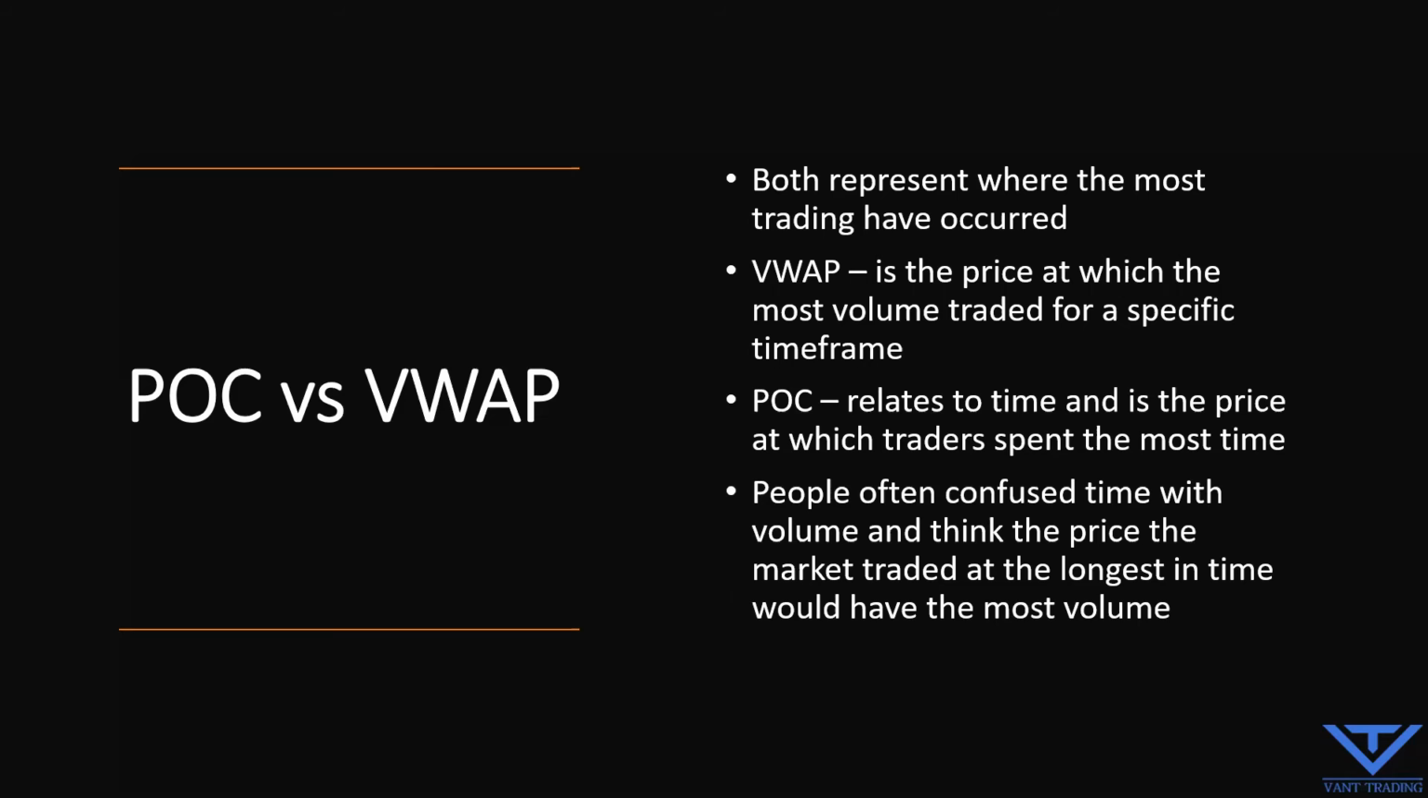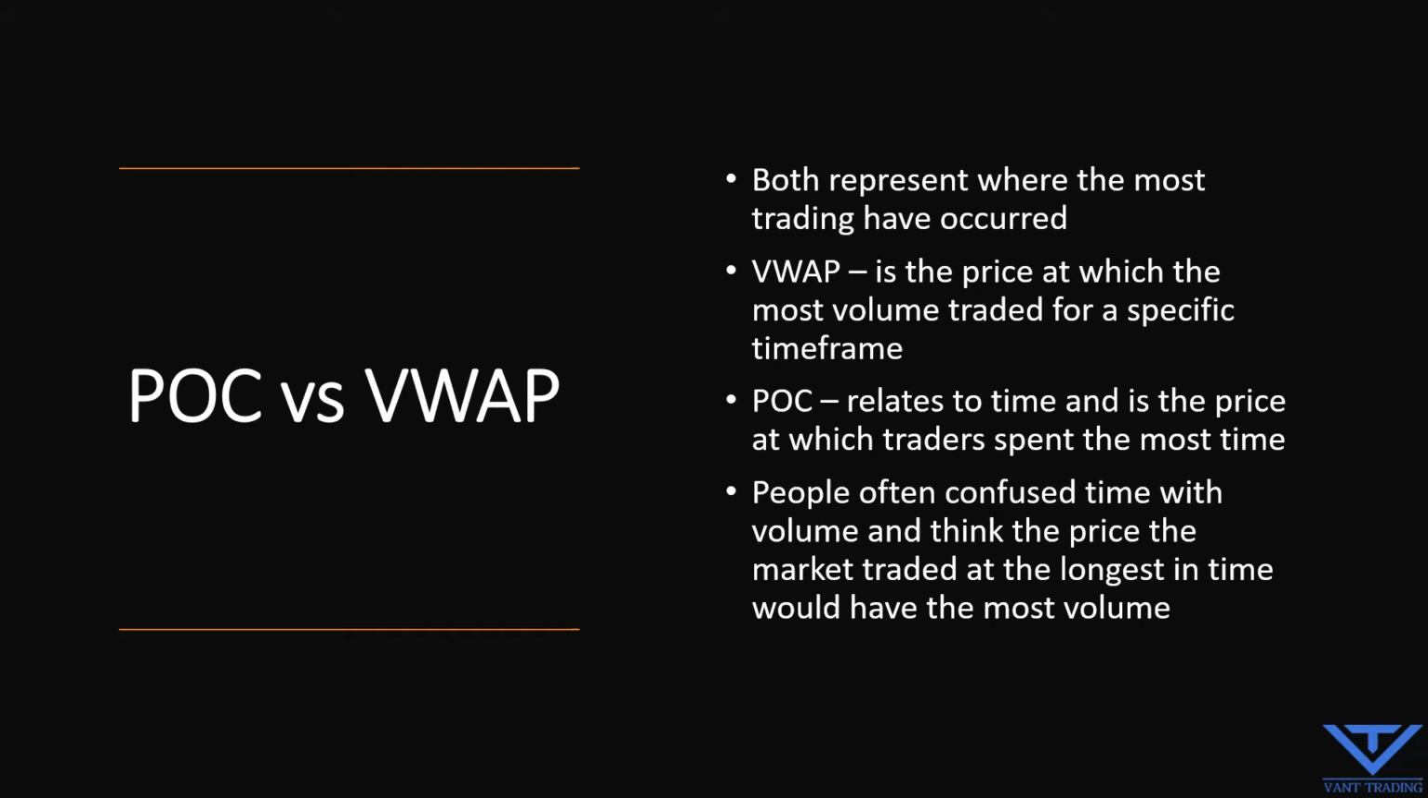And what's interesting is technically, they both represent where the most trading has occurred. VWAP is the price at which the most volume traded for a specific time frame. The point of control relates to time and is the price at which traders spent the most time. So people often confuse time with volume and think that the price the market traded at the longest would have the most volume, but that's not the case.